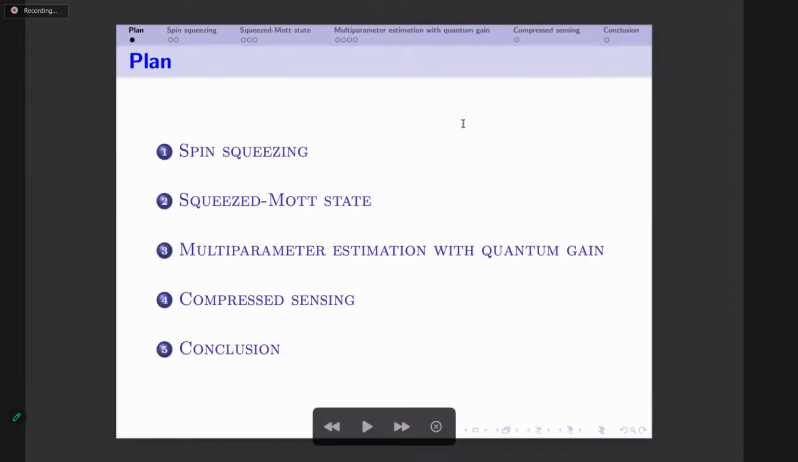So first, I will introduce shortly the field of spin squeezing. It is a central point of my talk. And then what I call a squeezed Mott state, where the atoms are squeezed and in an optical lattice in the Mott configuration. And I would like to tell you how this kind of system can be used to perform the estimation of many parameters, multi-parameter estimation, with some quantum gain coming from the quantum correlations among the atoms. And also how one can perform quantum sensing using this system.